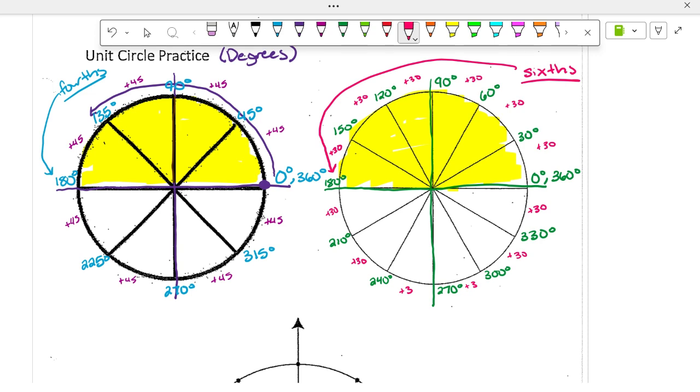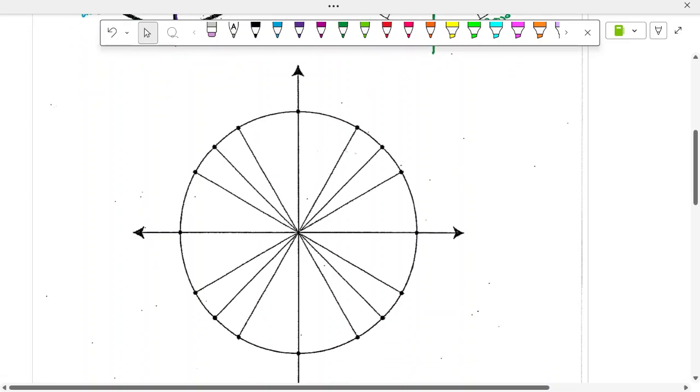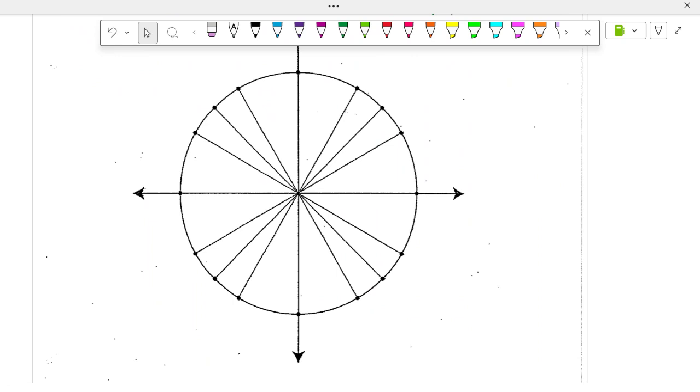Now, we're then going to take these two circles and overlap them. Okay? So that gives us the unit circle. So you got to think this pretty logically. All right. You still start over at this end. So this will be 0 degrees.